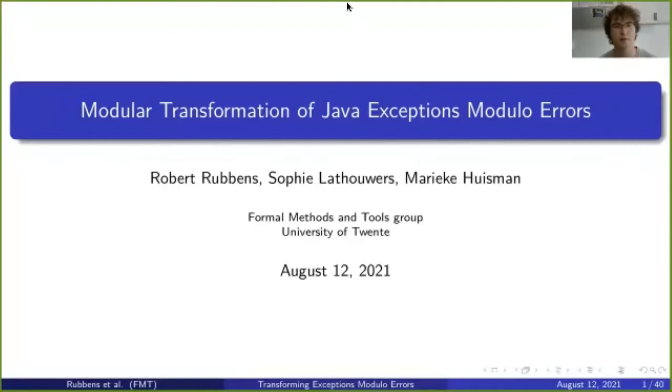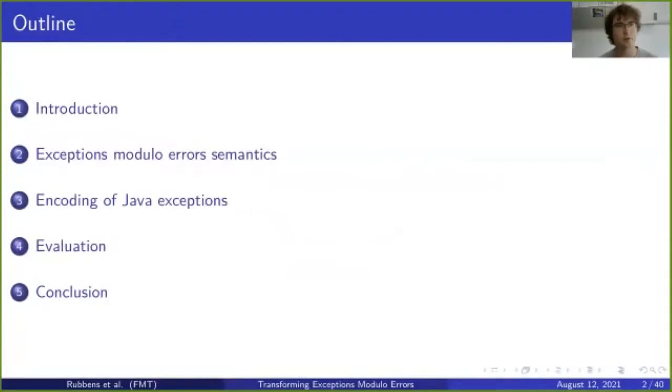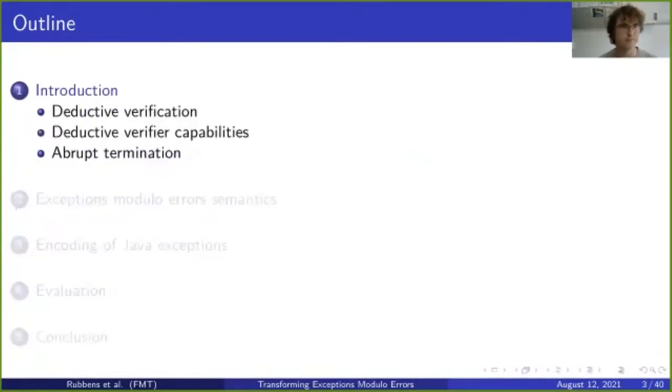Welcome to my presentation titled Modular Transformation of Java Exceptions Modular Errors. The paper was written by me, Sophie Lathouwers, and Marike Huisman. So let's get started. First I will give you a brief introduction into the concepts that you need to follow along in this presentation. Then we will discuss the exceptions modular error semantics. Then we will discuss how we encode Java and exceptions into a backend language with only goto. And finally, we discuss how the approach was evaluated, and we conclude.